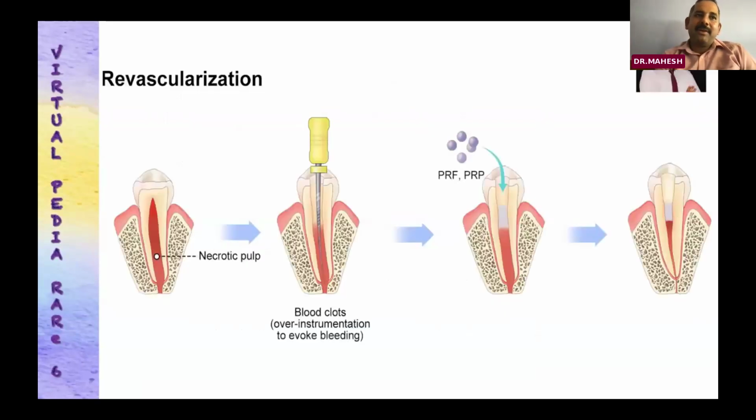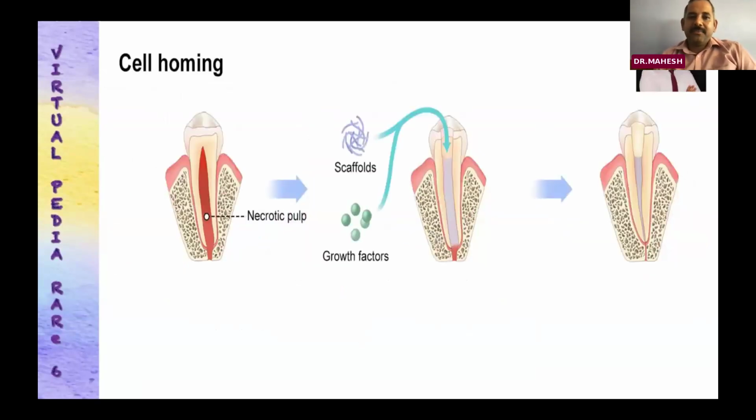So this is one method of revascularization where we introduce some PRP and PRF for the root to elongate. This is the process which we commonly do. We induce the blood clot and then we allow the root to establish the pulp dentin complex and then the root development. And next, one more concept: cell homing.